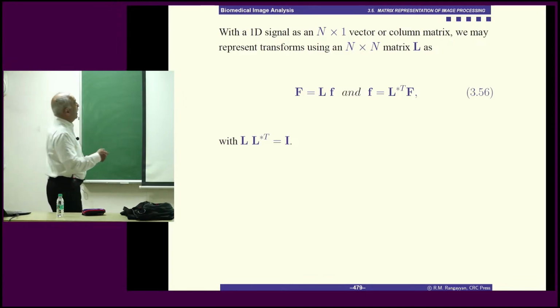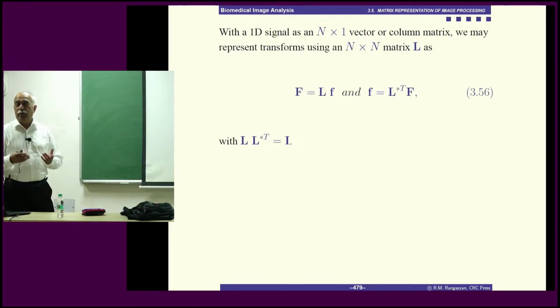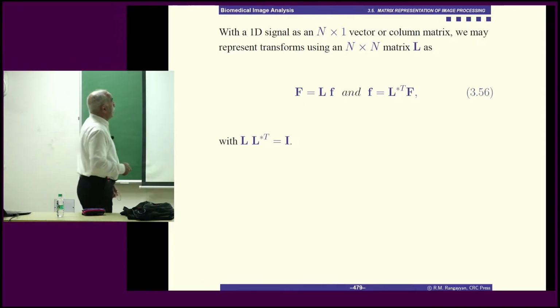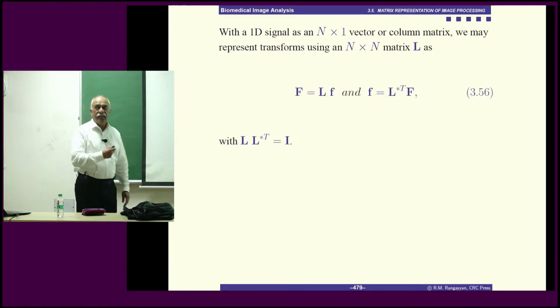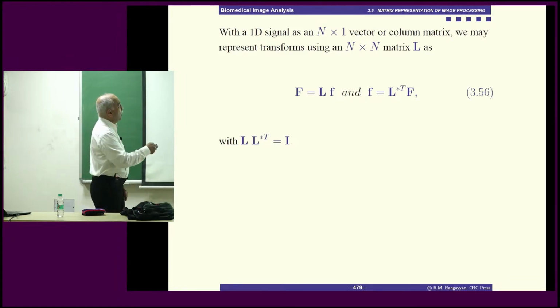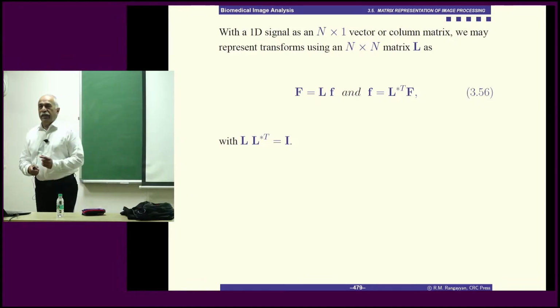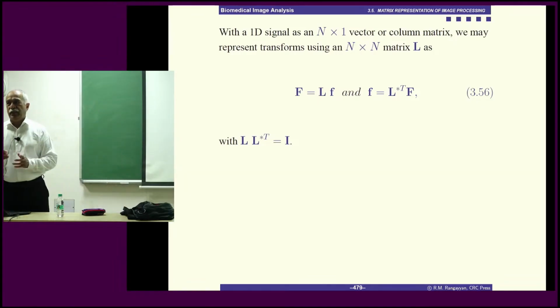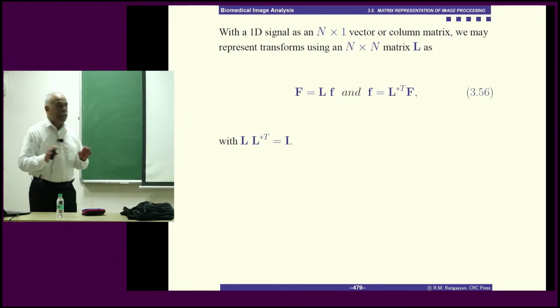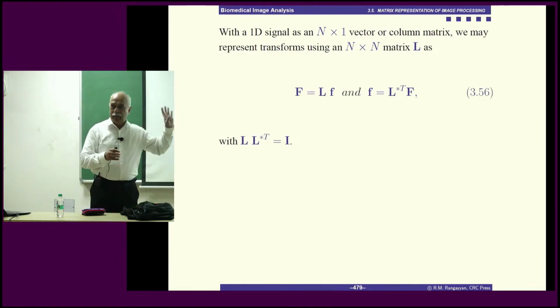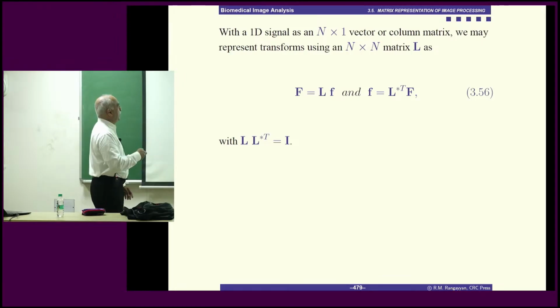So suppose now you have a 1D signal as an n by 1 vector or a column matrix. We can represent transforms using n by n matrices. Capital F is the transform domain. Small f is the input time domain or space, whatever that domain is. L is the transform. So now you can write capital F equal to L f. So that's a very simple representation of the transformation, but how do we write L? We need to see that now.